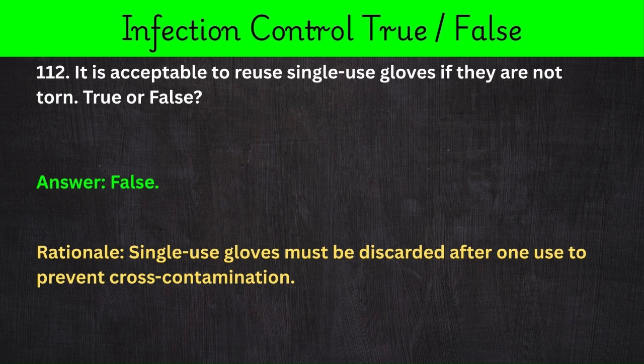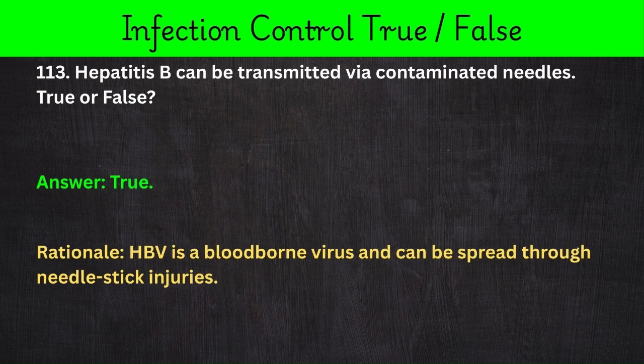True or false? Answer: false. Rationale: single-use gloves must be discarded after one use to prevent cross-contamination. 113. Hepatitis B can be transmitted via contaminated needles.